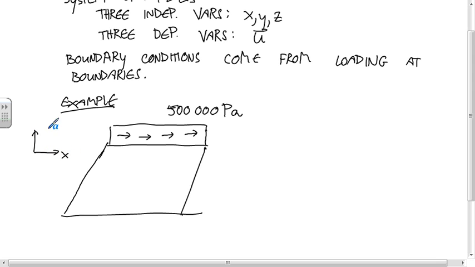And we'll use this coordinate system. The bottom is fixed. And we're going to ignore gravity on this. The effect of gravity is so small compared to that big distributed load that it wouldn't matter either way.